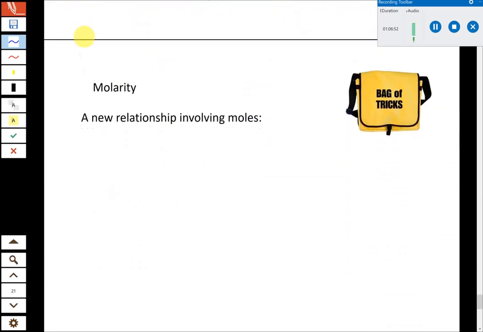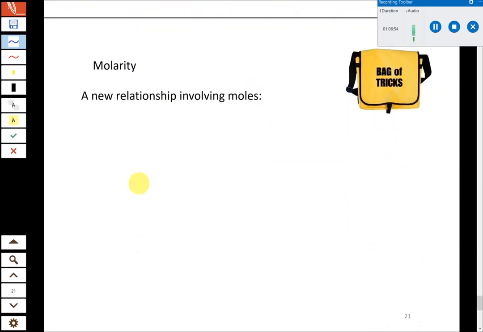The last thing that I want to introduce today is molarity, which is a new relationship involving moles. So molarity is a property of a solution, and it tells us a concentration of that solution. So molarity is a concentration unit. There are other concentration units that you will come across in various contexts, but not so much in this course. But the one we're going to use all the time in this chapter is molarity.